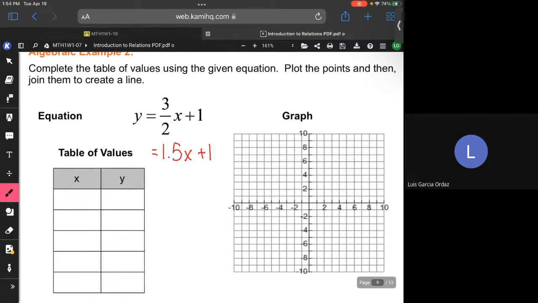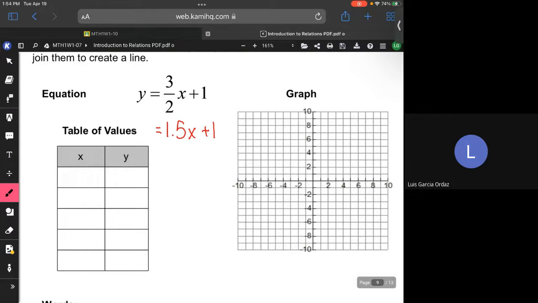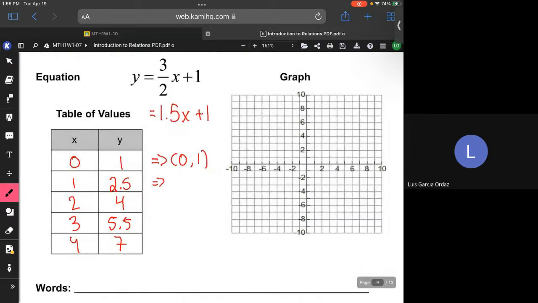Okay, so again, what is my initial value? 1. So 0, 1, that's going to be my first point. Okay, what comes next? What's my pattern? Adding by. Yep, so what's next? Okay, what comes after that? Okay, 7, perfect. So these are going to be my points again.